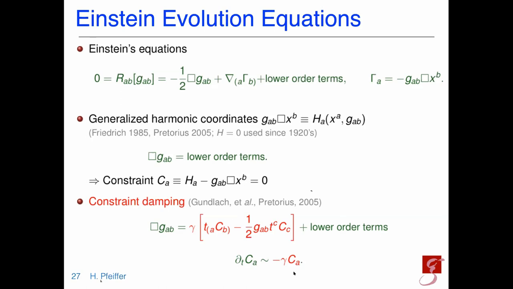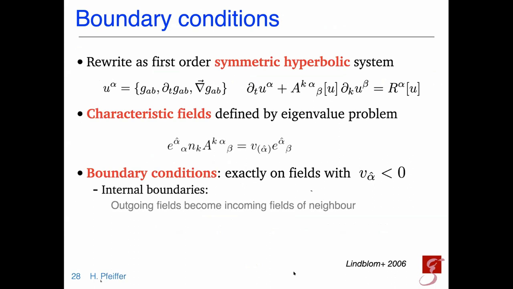Also, I already mentioned yesterday that we can rewrite everything as a first order system. You get an eigenvalue problem, and the boundary conditions are needed on the fields that have exactly negative velocities. Boundary conditions are needed exactly on the fields with negative velocities.